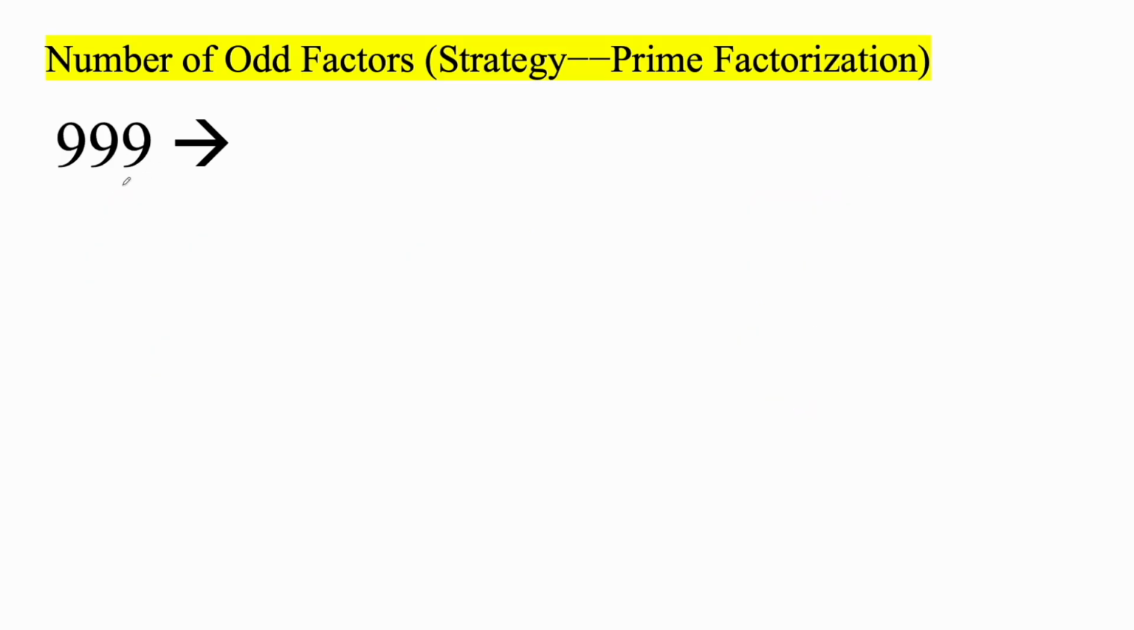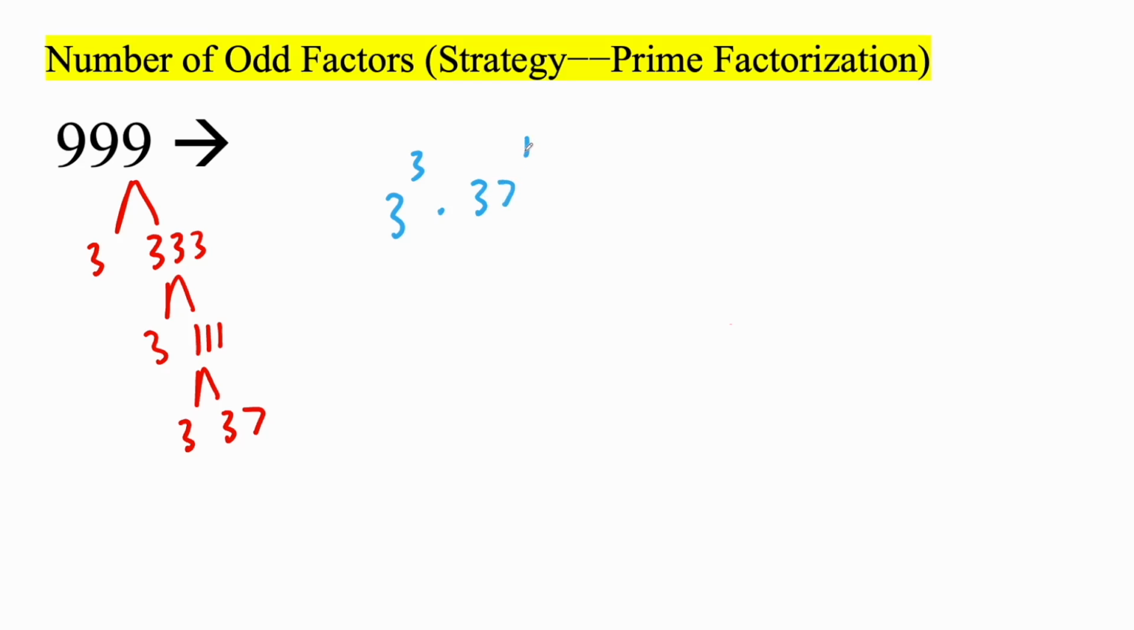Now our last problem is 999. So we can say 3 times 333. Then we can say 3 times 111. Then we can say 3 times 37. So we have 3 cubed times 37 raised to 1. Now in this case, 3 is odd and also 37 is odd. So we're going to focus on this piece and this piece.